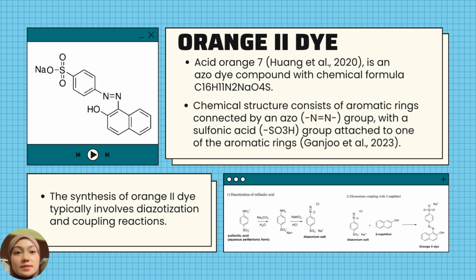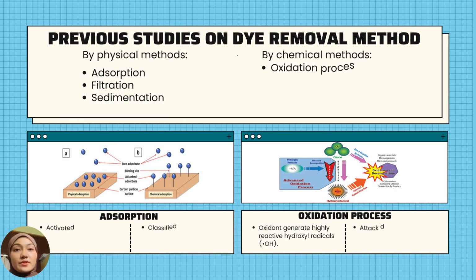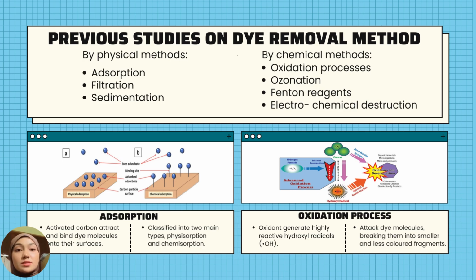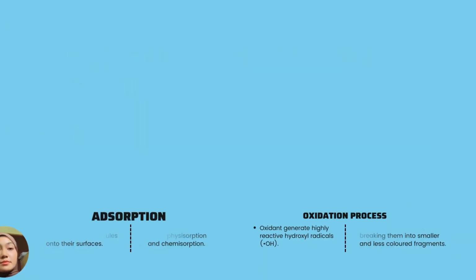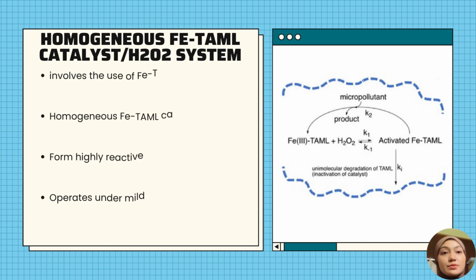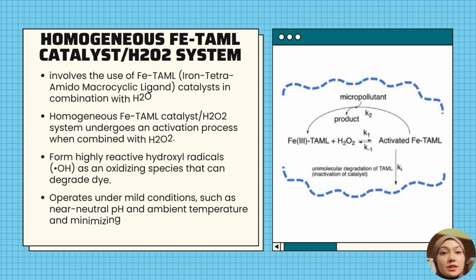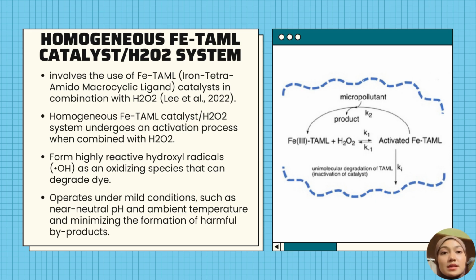Orange 2 dye is synthesized by diazotization and coupling reaction. For previous studies on dye removal methods, physical methods involved are adsorption, filtration, separation, and sedimentation, while chemical methods involved are oxidation, ozonation, Fenton reagents, and electrochemical destruction. This system involves the use of Fe-TAML catalyst in combination with hydrogen peroxide. The system operates under mild conditions such as near neutral pH and ambient temperature while minimizing the formation of harmful byproducts.